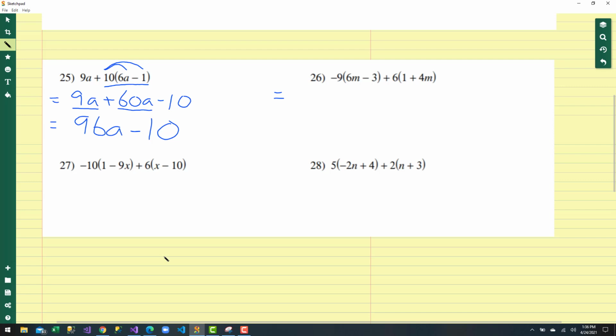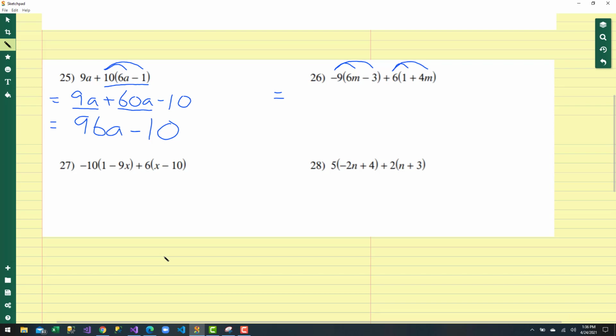Let's look at number 26. Oh, wow, this looks complicated. Remember, it's not. Apply the same principles. First, take care of the distributive property. That's a -9, negative times both variables inside. And then take care of the second distributive property, right? So two distributive properties, then combine the like terms.